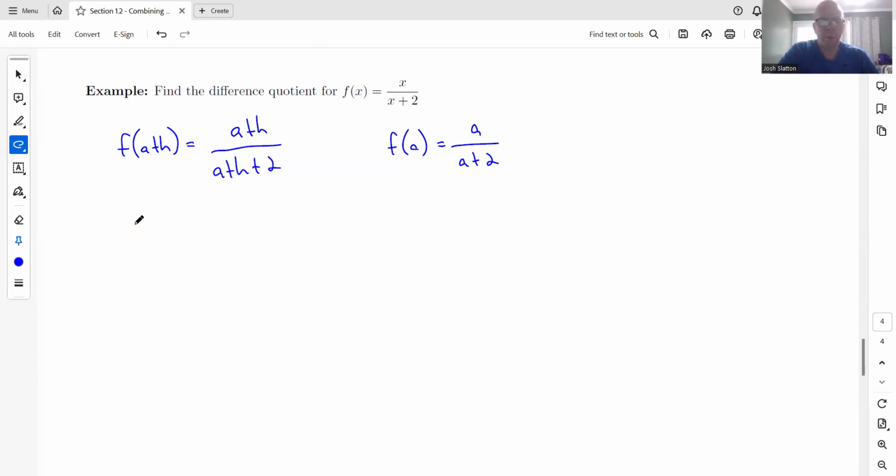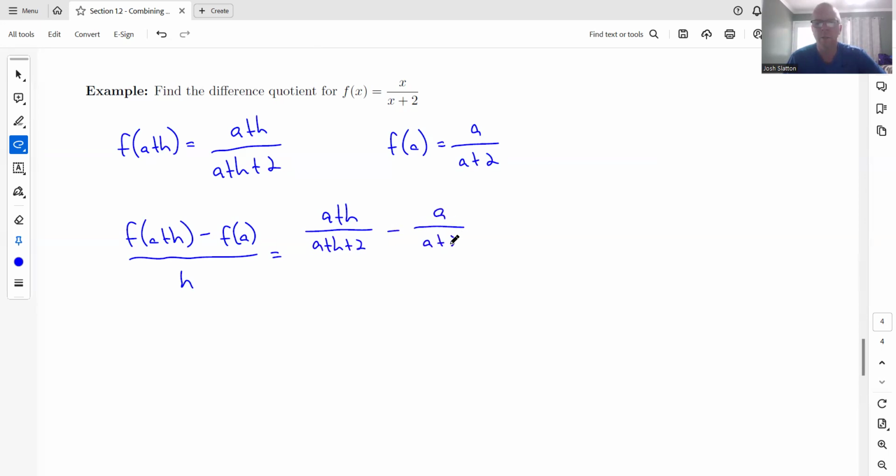So now let's plug it into the formula. So f of a plus h minus f of a over h. And so now we're going to get kind of a complex fraction here, a fraction within a fraction. So we have a plus h over a plus h plus 2 minus a over a plus 2, and that is all over h. And so now what we need to do is, in this numerator of fractions, we need to find the common denominator. And so the common denominator is just a plus h times a plus 2.